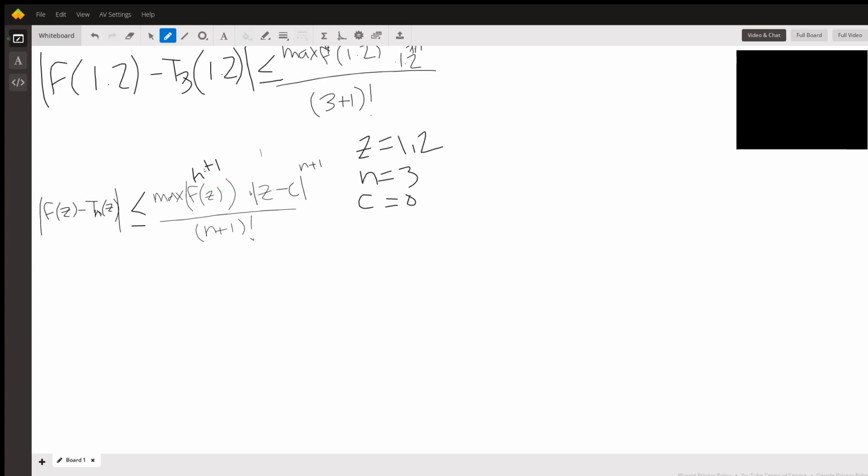So once you plug all of this in, the only tricky piece is this max f to the n plus 1 piece. That's, again, the maximum of the n plus 1 derivative of z. In this case, we're trying to find the maximum of the fourth derivative of f. In this case, your f equals e to the x. Luckily, this is a really nice function. That derivative keeps repeating, so we know that the fourth derivative equals e to the x as well.